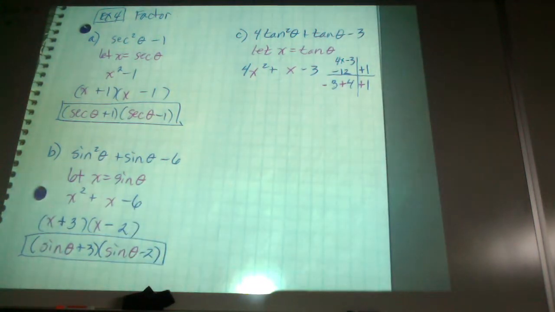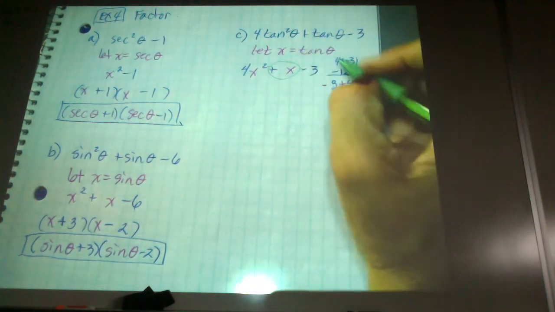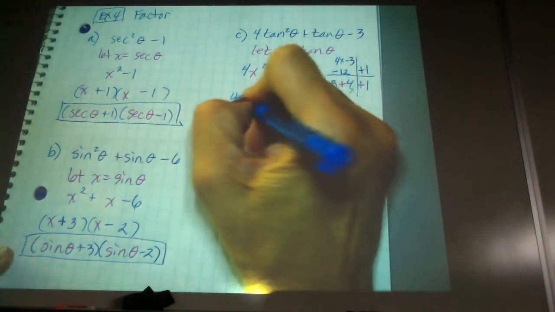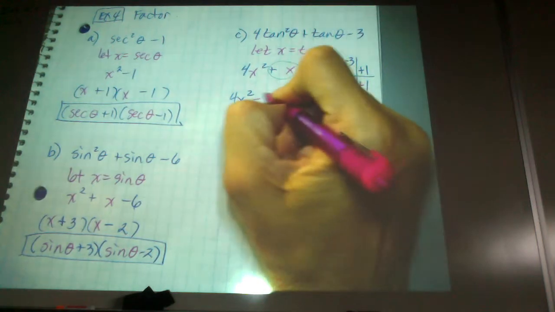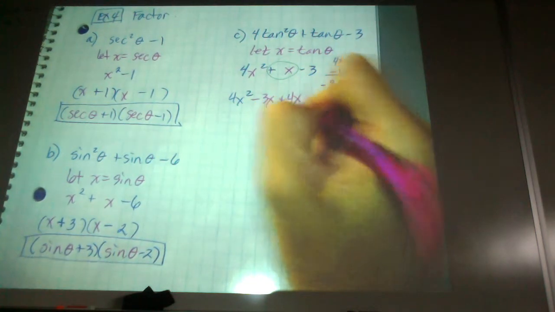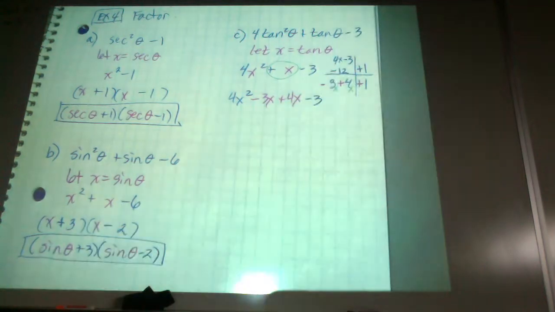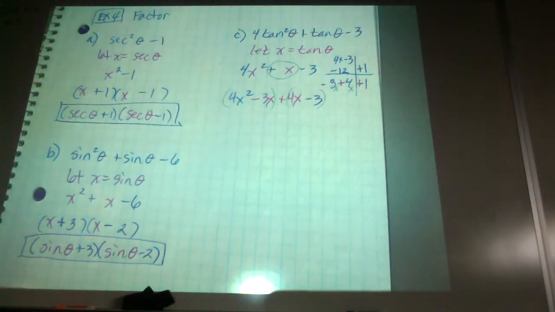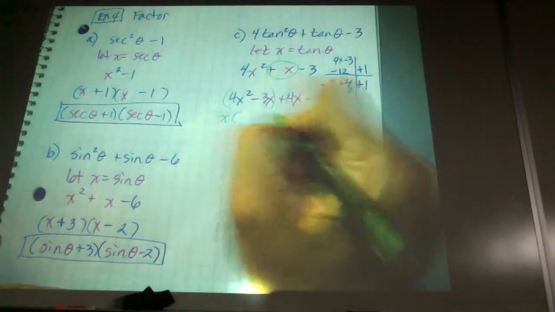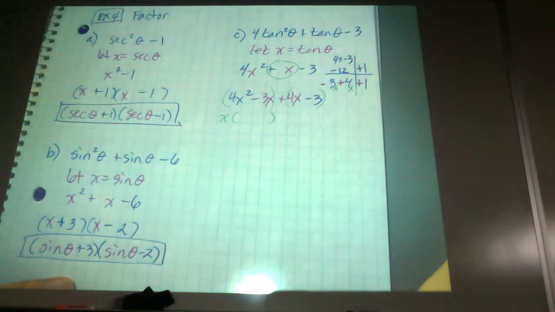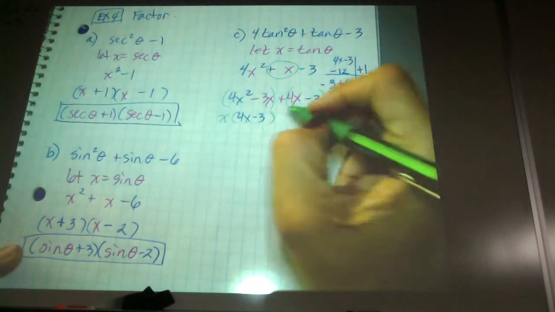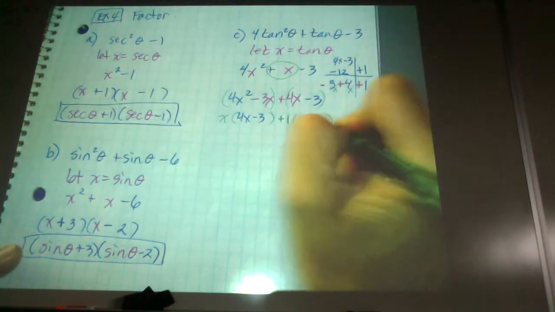So this is not quite so simple as B. We have to take the middle term here and replace it with negative 3x and positive 4x. So we have a 4x squared minus 3x plus 4x minus 3. Group the first two and group the second two. What is the greatest common factor of the first two? X. So factoring x out in front, what are you left with? 4x minus 3. What's the GCF of the second group? 1. There is no GCF, so it's 1, and if I were you, I would factor out a 1.